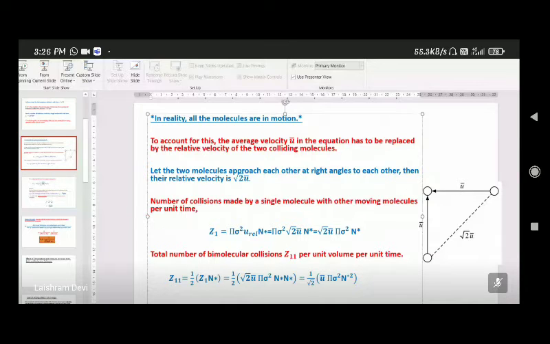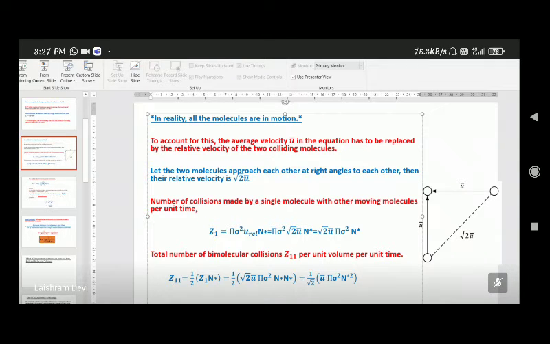So far we have discussed Z11. Even though two subscripts are written, 11 means we are considering two identical molecules, all identical bimolecular collisions. But what if the two molecules are not identical? Suppose we take a mixture of two gases, so there will be two types of gas molecules, gas molecule 1 and gas molecule 2. In that case, how will we write the expression for the total number of bimolecular collisions? Here Z12 is written, so obviously it will be the total number of bimolecular collisions when two unlike molecules collide with each other. The rest is the same.